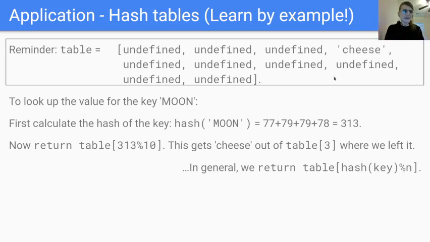Again, the key here is that we have like an oracle. We have a secret magic device that is telling us exactly where in the array our data is located. And it's just hashing the key mod n so that it fits within the table. Pretty simple.